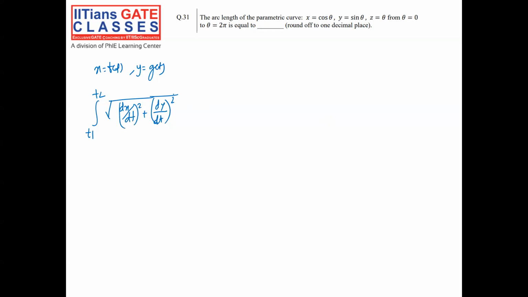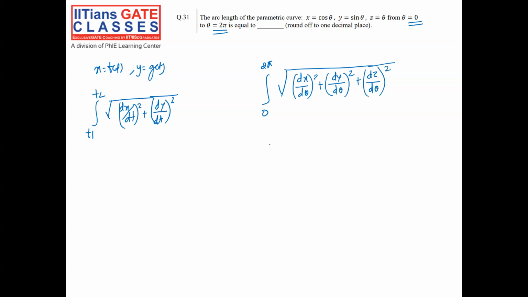So in general we can say the equation of arc length is given by the integration from theta 1 to theta 2, and they have given theta is varying from 0 to 2 pi, so it is 0 to 2 pi, under root of (dx by d theta) whole square plus (dy by d theta) whole square plus (dz by d theta) whole square.